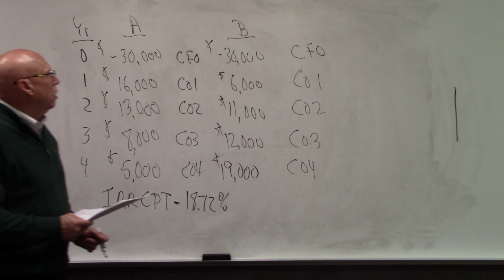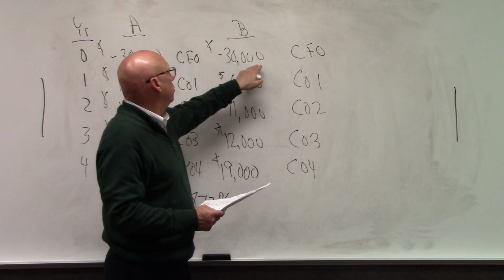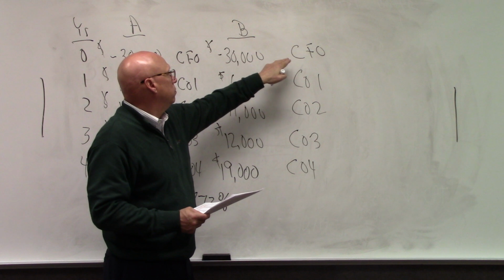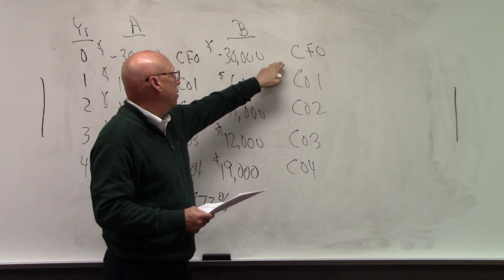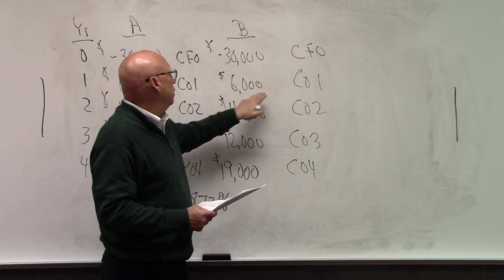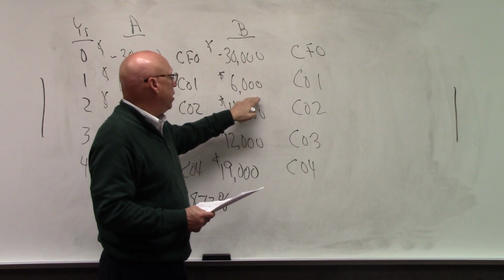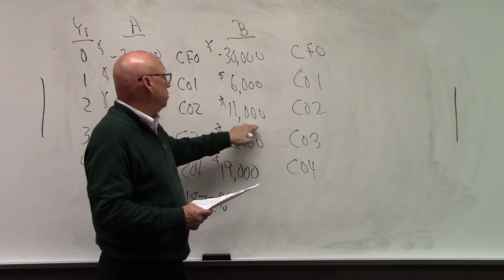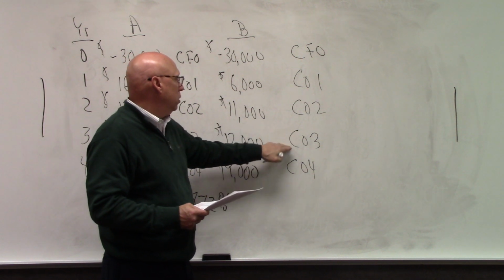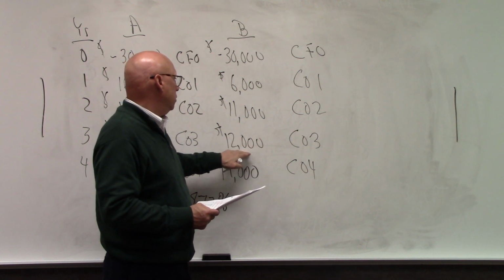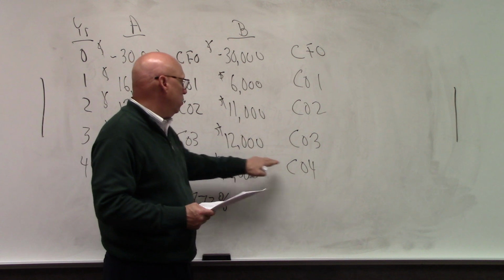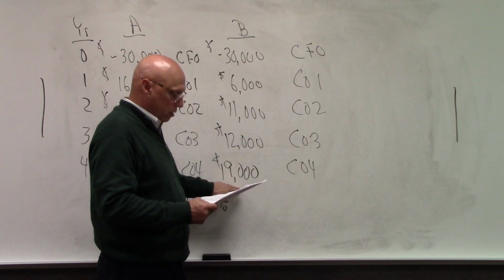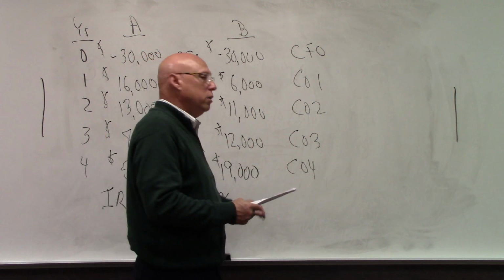back at CF0. All right, CF0 is plus minus 30,000. Enter, down arrow. CO1, 6,000. Enter, down arrow, down arrow. CO2, 11,000. Enter, down arrow, down arrow. CO3, 12,000. Enter, down arrow, down arrow. CO4, 19,000. Enter, down arrow, down arrow.